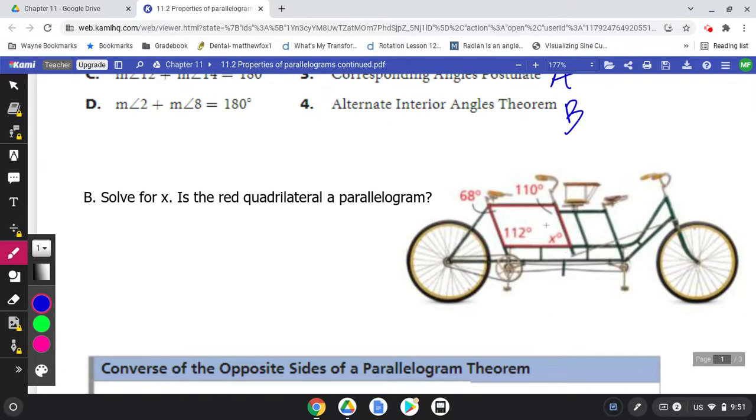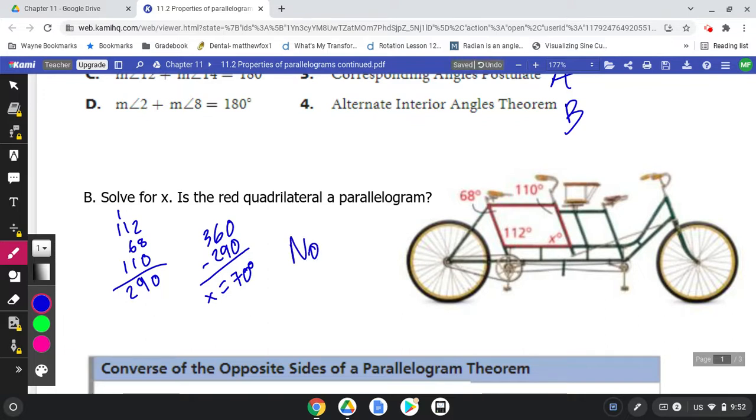The other thing we can think about, remember on a quadrilateral, we know it always adds up to 360. So right now we have 112, 68, and 110. If we add all that up, we get 290. So we take 360 minus that 290. We will find that x is 70 degrees. That is what x equals. So is this red quadrilateral a parallelogram? No. It's very, very close. But the opposite angles are not congruent.